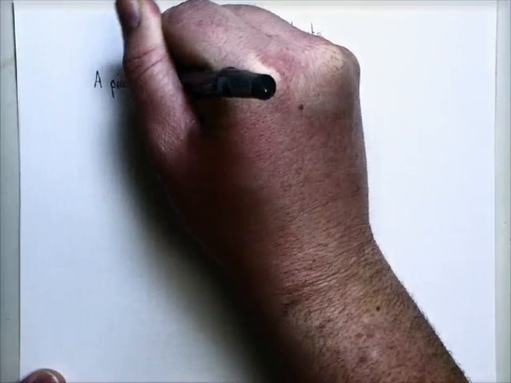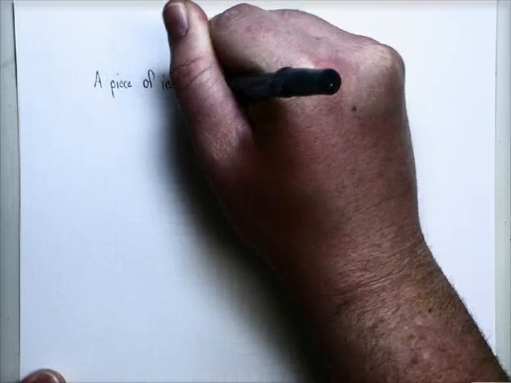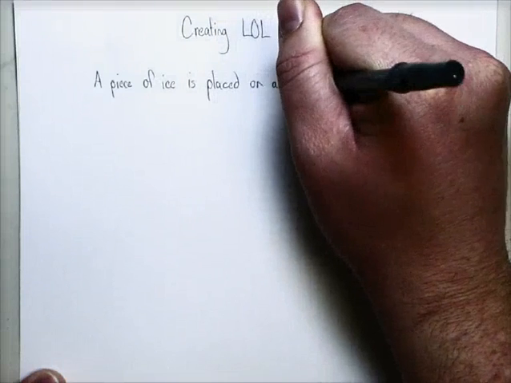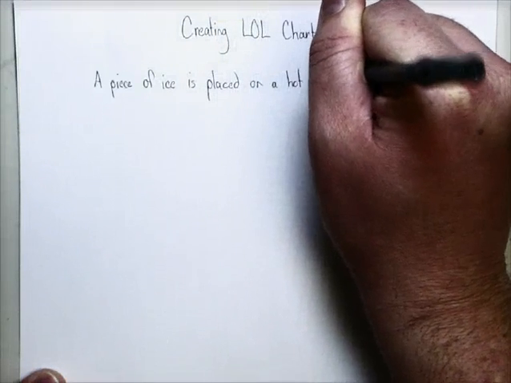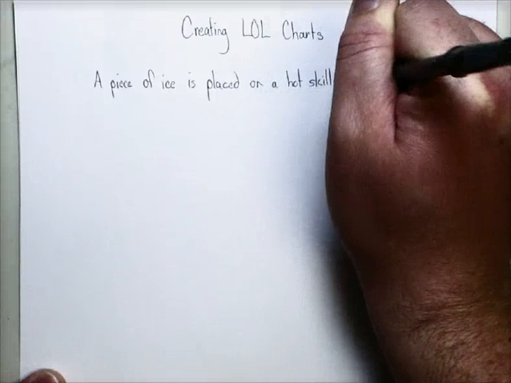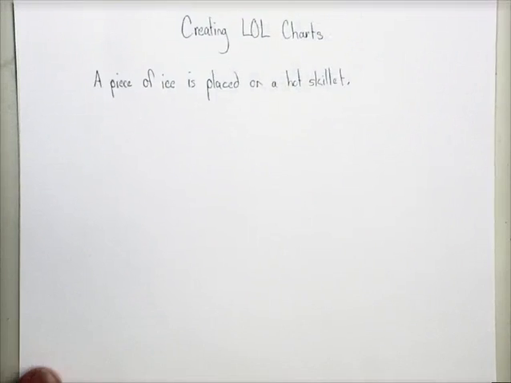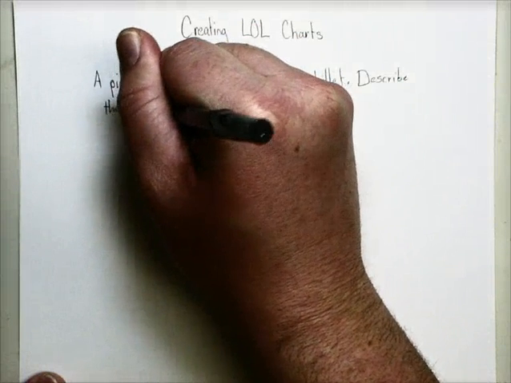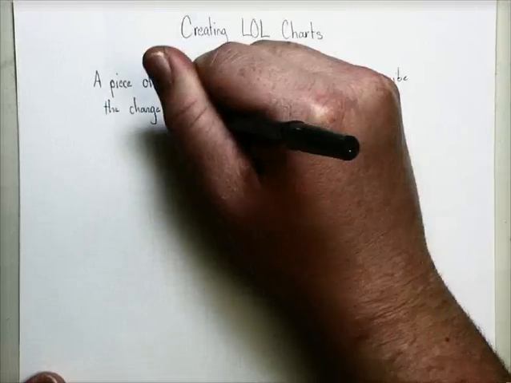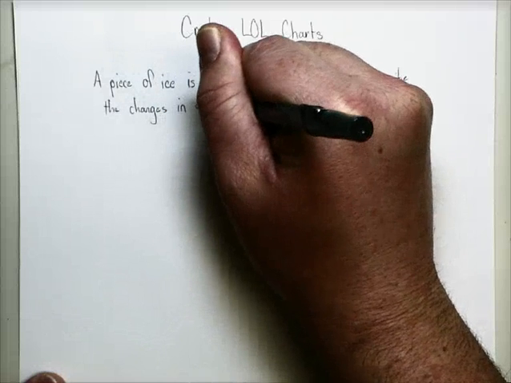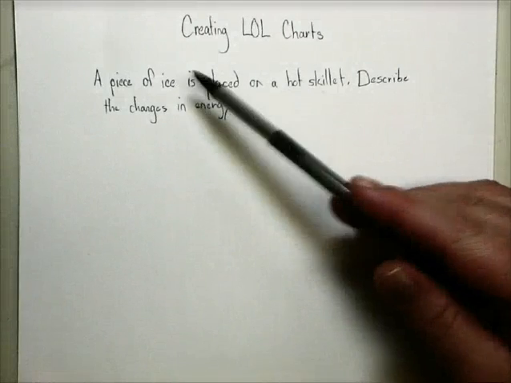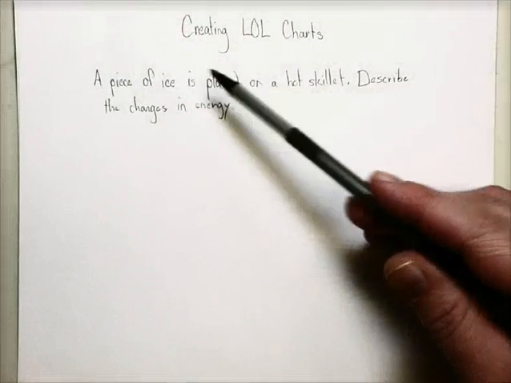So here's our situation. A piece of ice is placed on a hot skillet. So this is like on a stove or something. And what we're going to do is describe changes in energy. So it's pretty obvious what's going to happen here. As far as the kinetic energy of the atoms of the ice is concerned, those molecules are going to speed up. They're going to start moving more and more quickly.